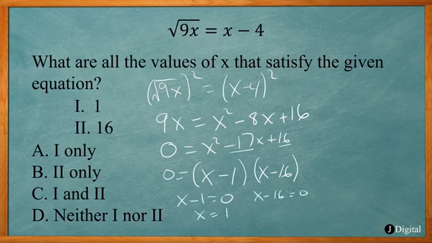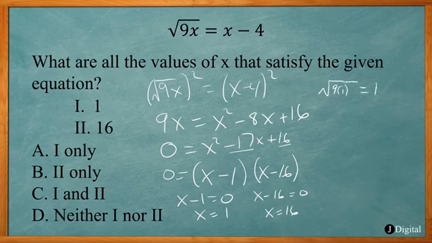So x equals 1, x equals 16. Now with square roots, it gets a little tricky, so you have to actually make sure your answers actually work in the original equation. Alright, so if I do square root of 9 times 1 equals 1 minus 4. Square root of 9 is 3. 1 minus 4 is negative 3. So that does not work out. So 1 does not work.